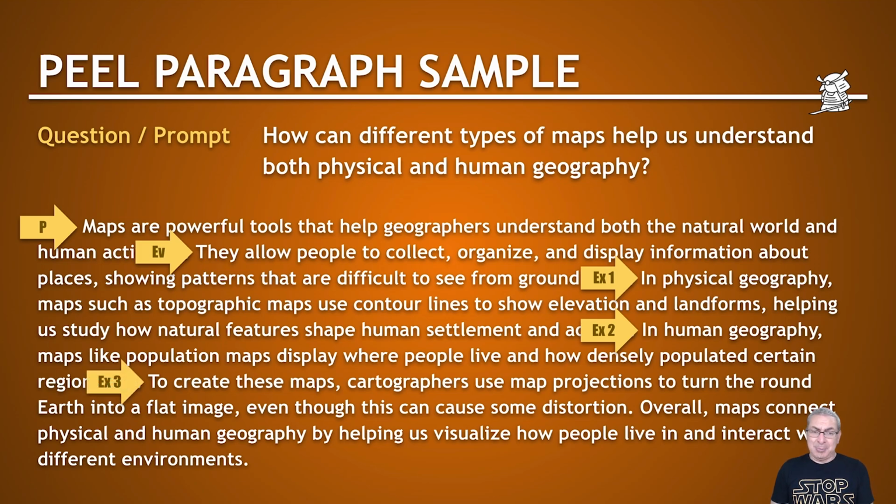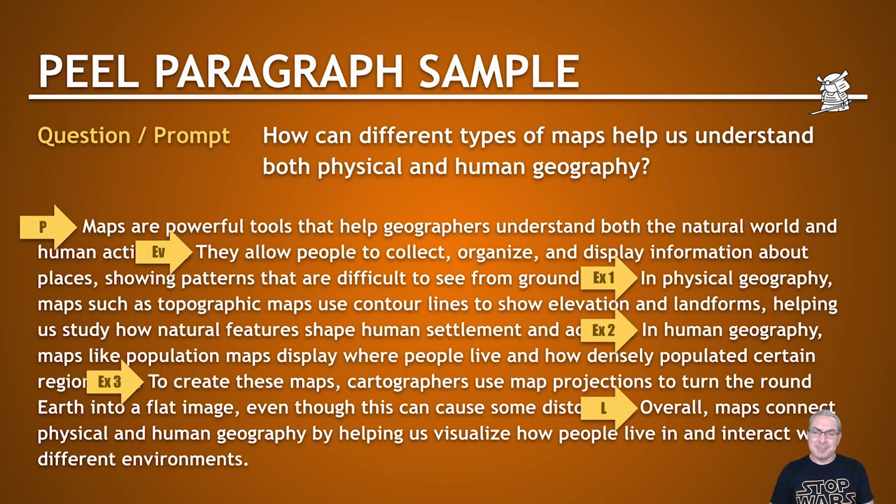My third example. I decided to have three examples in this one. To create these maps, cartographers use map projections to turn the round Earth into a flat image, even though this can cause some distortion. I'm showing a lot of information, a lot of depth here, right? Because I have three examples, and they all tell how maps, or different types of maps, help understand physical and human geography. I said helps us, but I decided to talk about geographers in this.